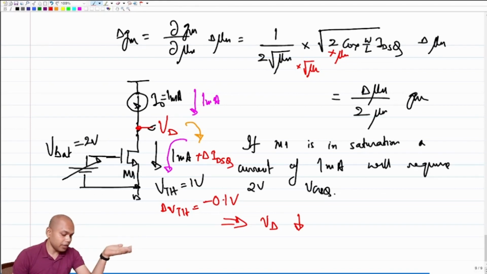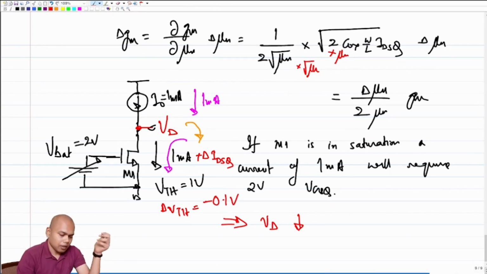And how long will VD decrease? Will it keep on decreasing and go to minus infinity or 0? No, it will not, because it will decrease till the transistor goes out of saturation. Right? If VD decreases, it will eventually go into linear region.